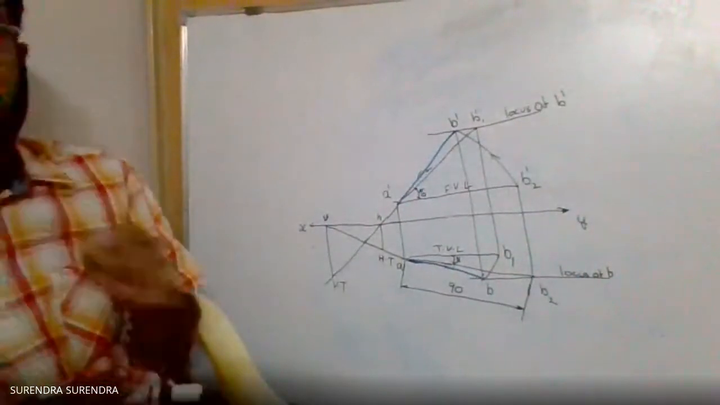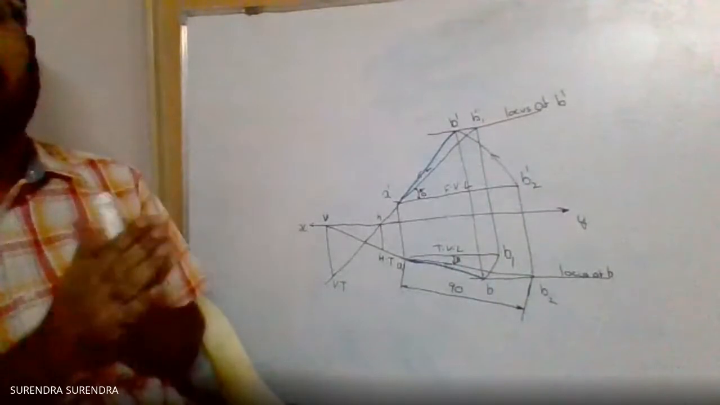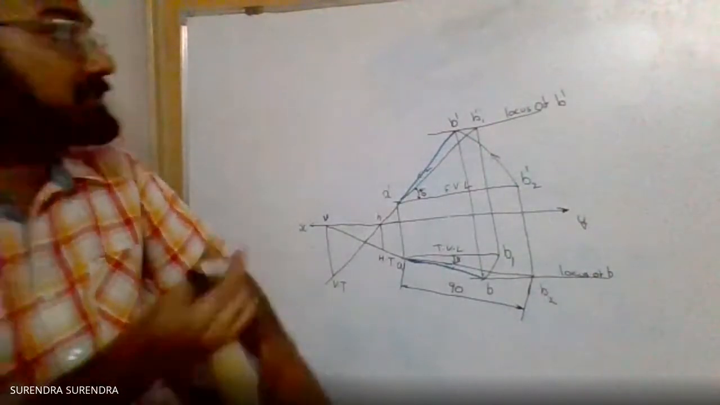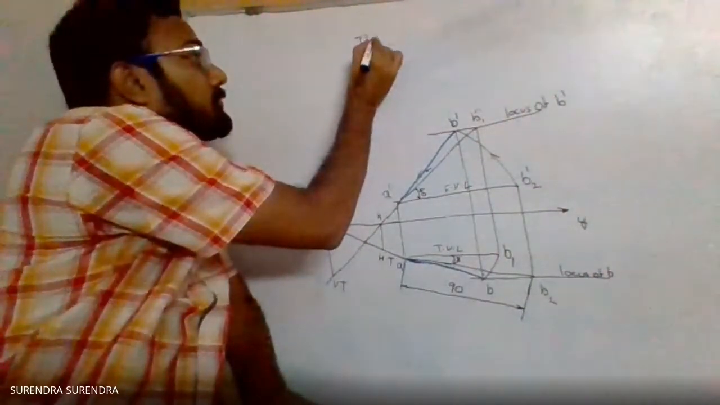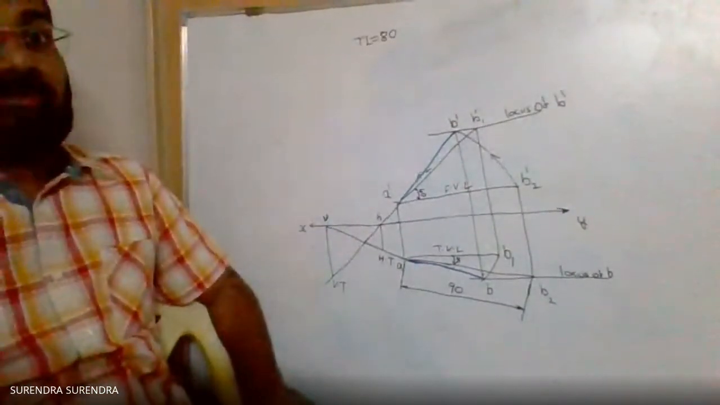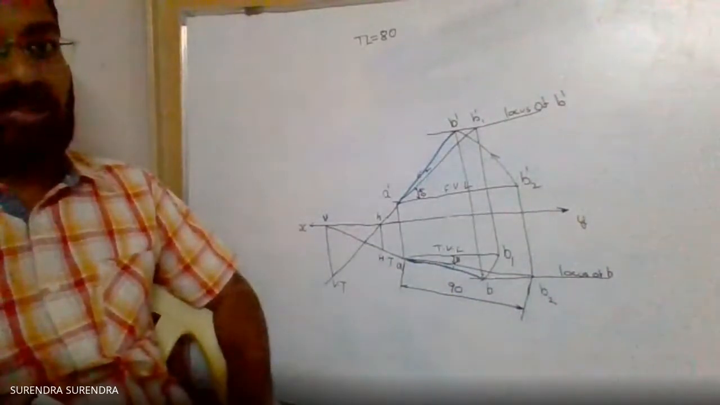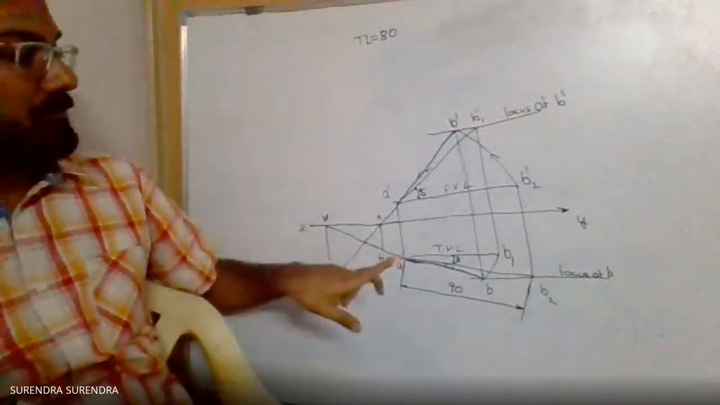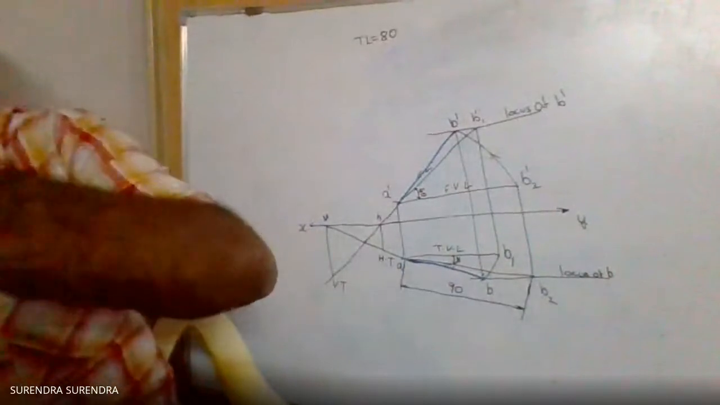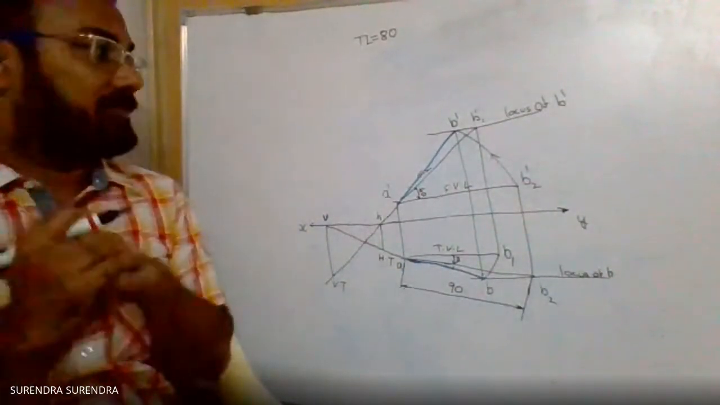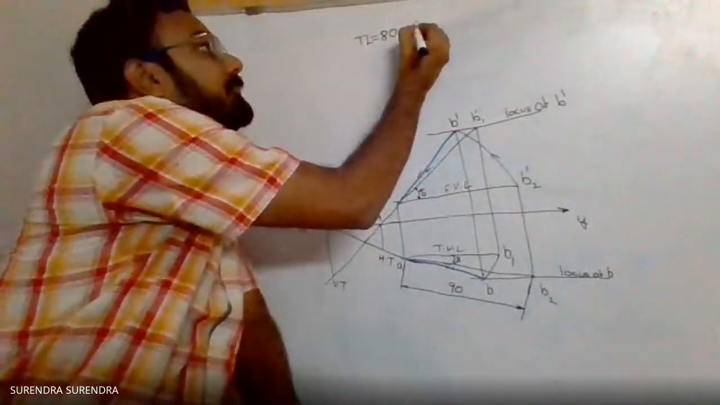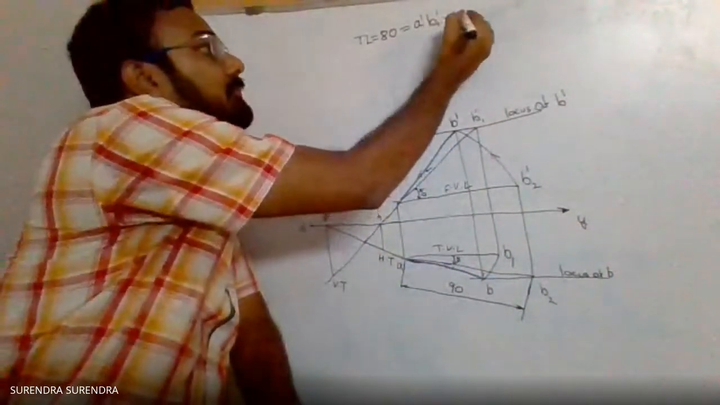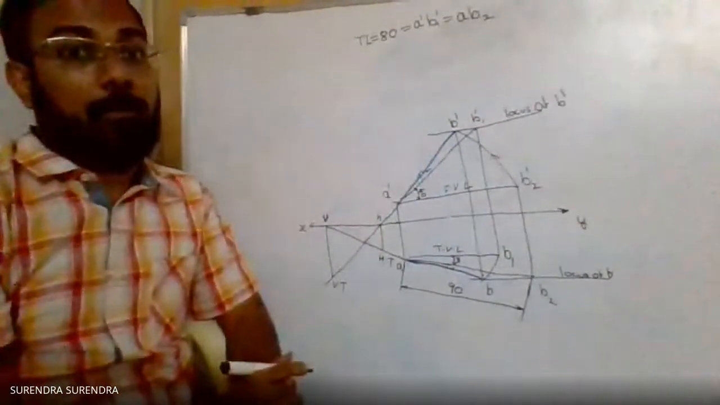So read the problem. The ends of a line AB 80 mm long means the true length of the line is 80 mm. In the problem it is given as true length of the line is 80 mm. So what is the true length compared to the configuration figure? True length of the line is A dash B1 dash, also equal to AB2. In the configuration figure, true length is equal to A dash B1 dash, also equal to AB2.